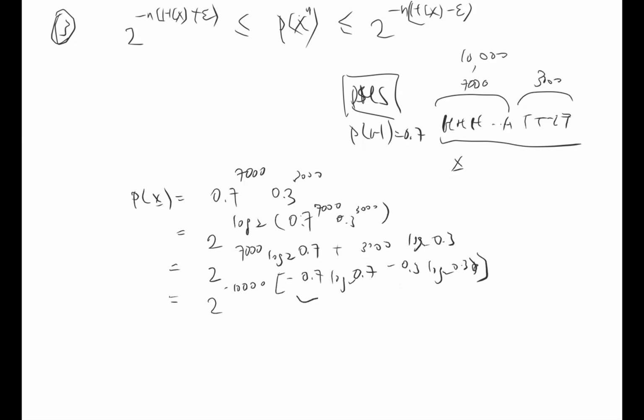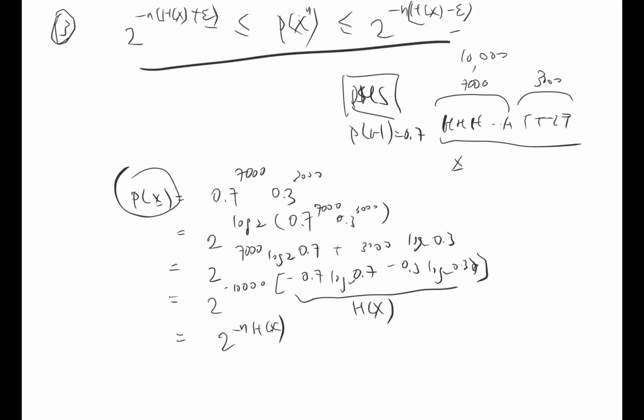Now this thing is precisely equal to the entropy, is equal to H(X), right? So therefore this is precisely equal to 2 to the minus n H(X). Then of course, no matter what epsilon you pick, that sequence will have the probability within this range here. So therefore it will be typical.